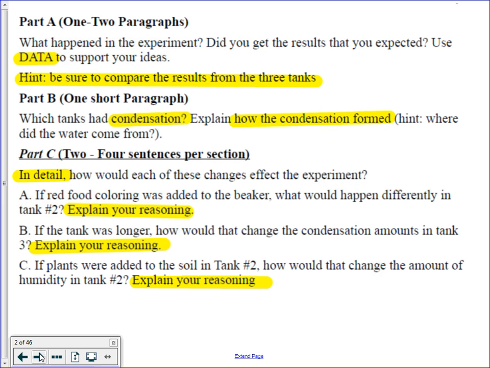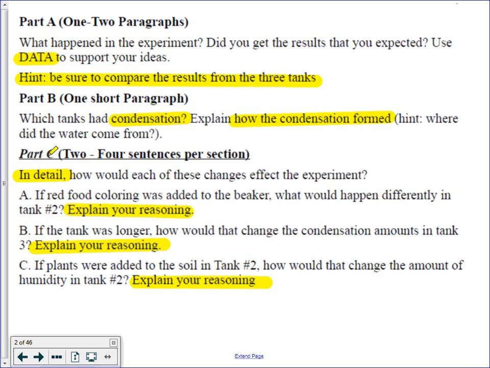These were some reminders about the conclusion questions. I'm pretty sure that I went over all of this in class on Friday. The big things are highlighted: make sure before you turn it in that your Part A has actual data in it. That's where you actually have to use numbers from your lab, in milliliters or percentages of humidity. And whenever it says explain your reasoning, you need to explain your reasoning.